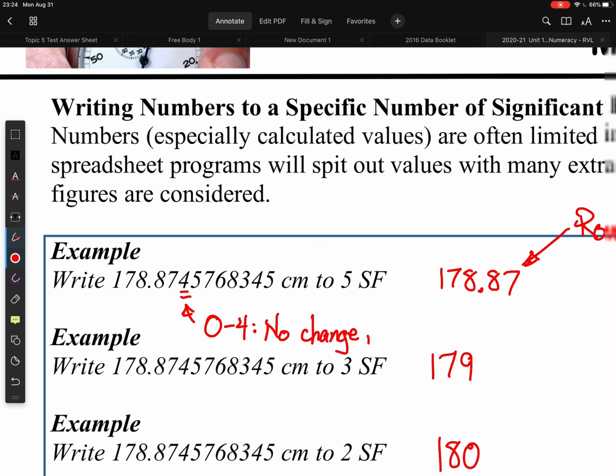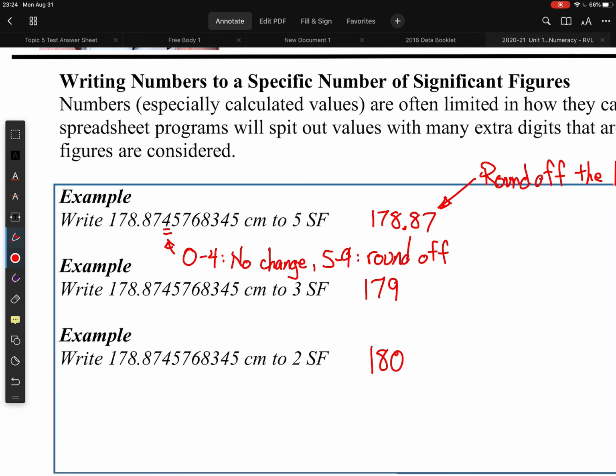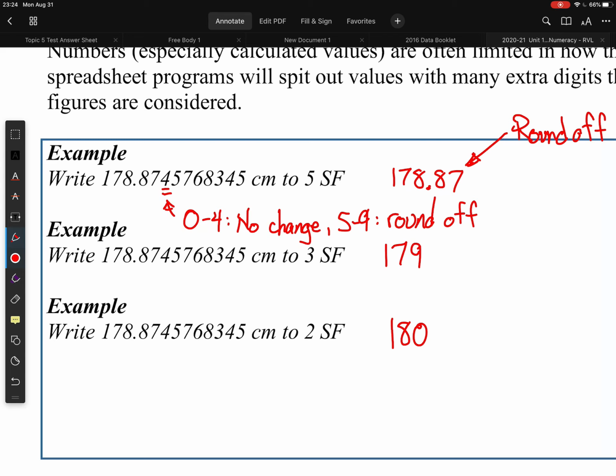If the number is from 5 to 9, we round up. Okay, so there's just a really quick summary of rounding. You just look at the following digit, and if it's 0 to 4, you don't change anything. If it is 5 to 9, you go ahead and round up, not off. There we go.